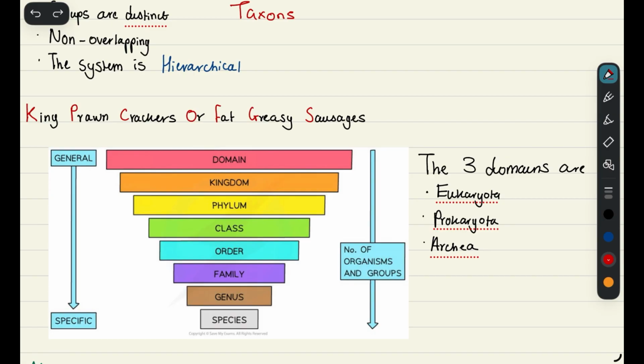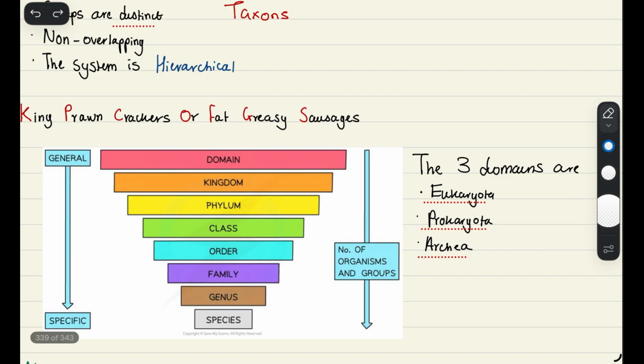So I use the acronym King Prawn Crackers or Fat Greasy Sausages. If you look online, I'm sure you'll find different mnemonics if this one doesn't suit you, but this is the one I've always used. It's literally just looking at the first letter and applying it to the groups. So we need to know we're going domain, kingdom, phylum, class, order, family, genus, species, where species is the most specific and domain is kind of general.